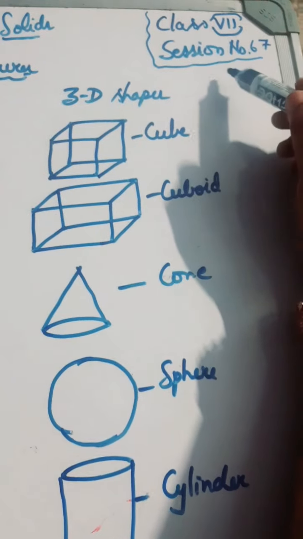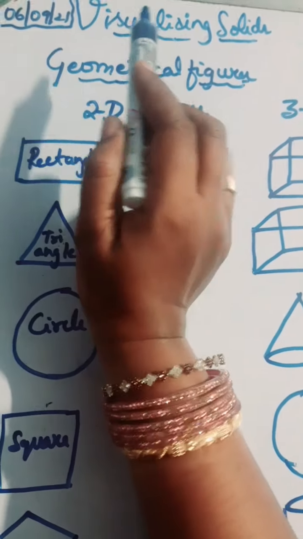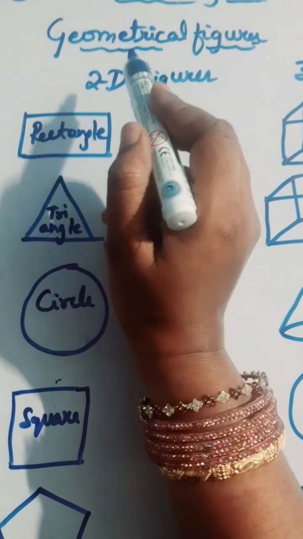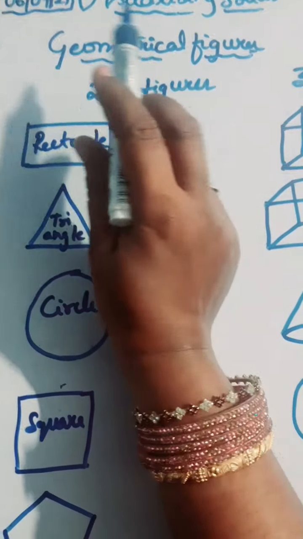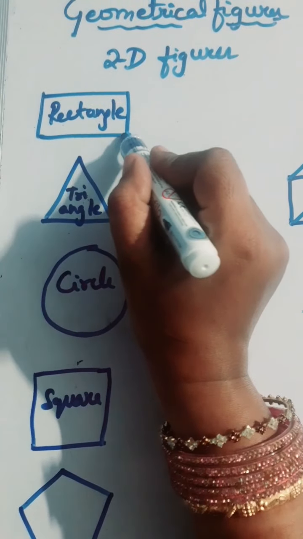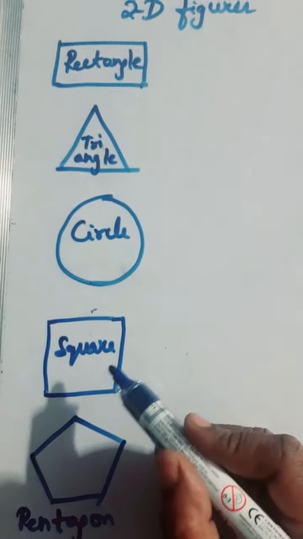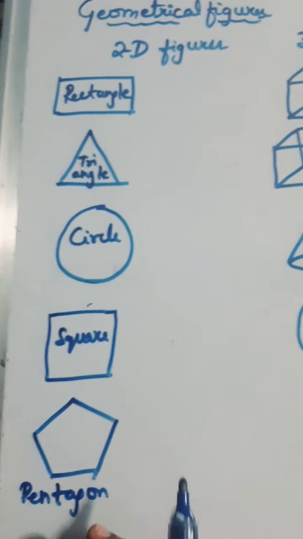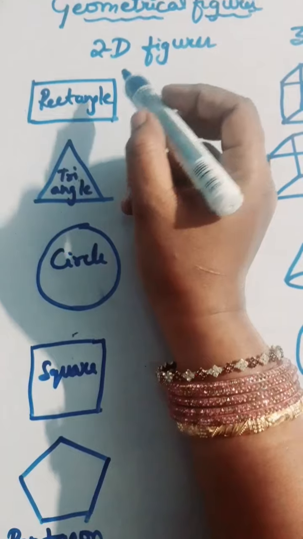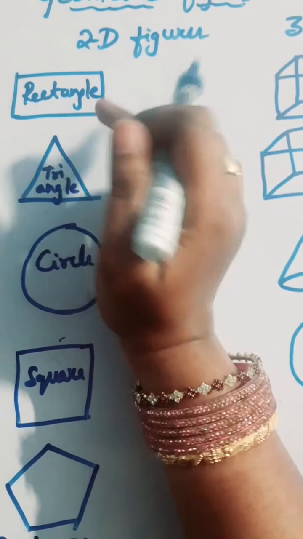Namaste children. Today in this session number 67, we are going to discuss the new chapter Visualizing Solids. Children, in the previous classes, we have discussed some of the geometrical figures which have two dimensions. For example, rectangle, triangle, circle, square, pentagon, and so on. Here they are called two-dimensional figures because they can be drawn on the plane surface, children.